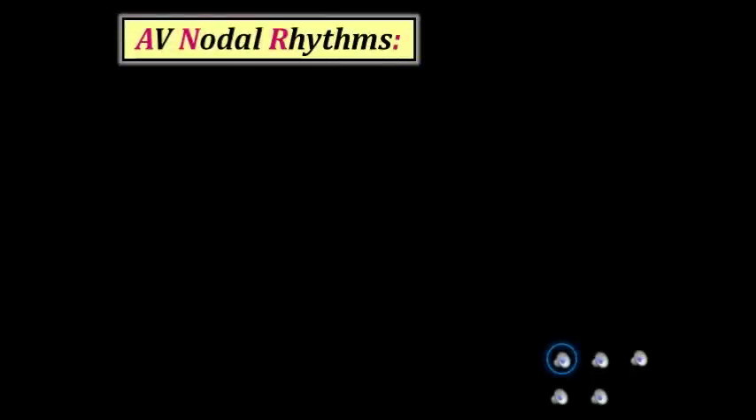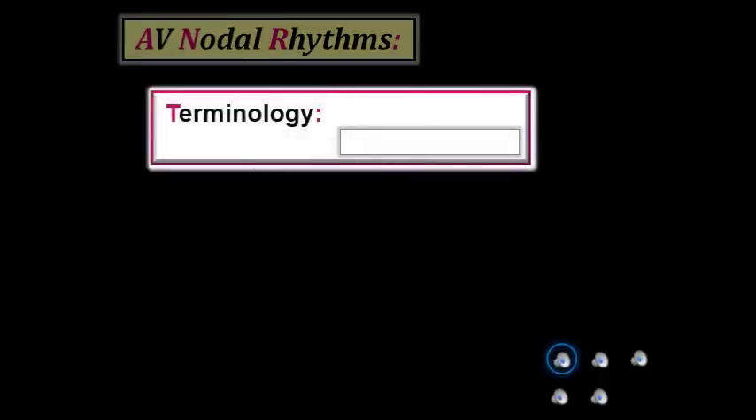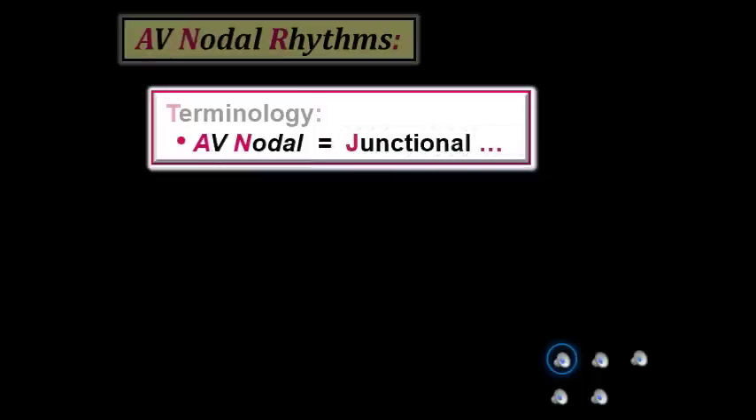Terminology. For practical purposes, realizing there are some semantic anatomic differences, when we use the term AV nodal, we could equally well use the term junctional. So we could equally well talk about premature AV nodal or junctional contractions, and we could interchange description of a rhythm as being either AV nodal or junctional escape.